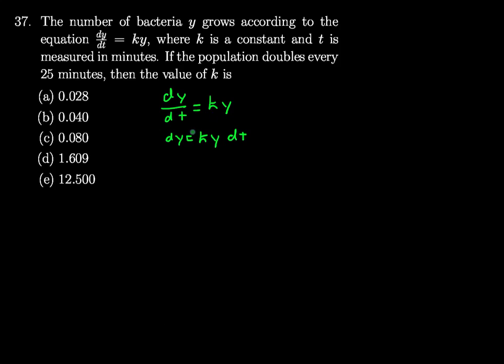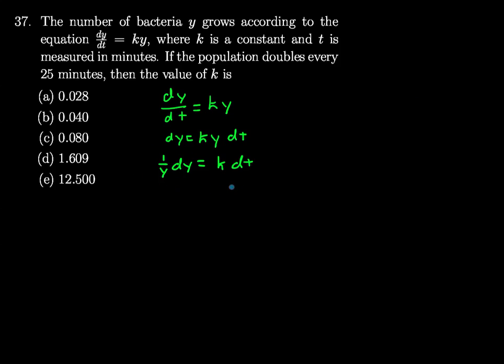And I want all of my y's and dy's on the left-hand side, so I'll divide both sides by y. I prefer writing it as 1 over y dy. That's easier for me to see what the antiderivative will be, but you could just do dy over y. It's the same thing, and most books will write it as dy over y. So it's equal to k, being a constant, dt. Next thing, I've separated the variables.